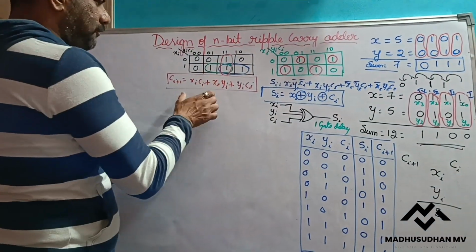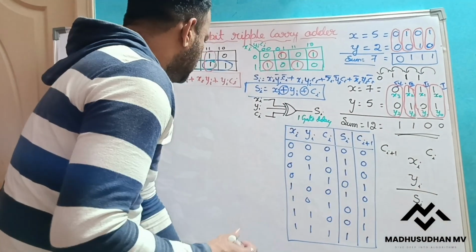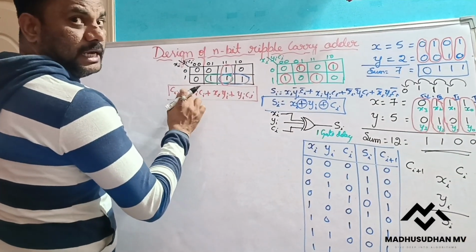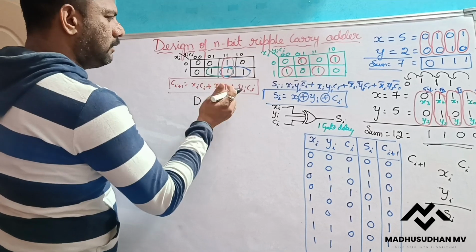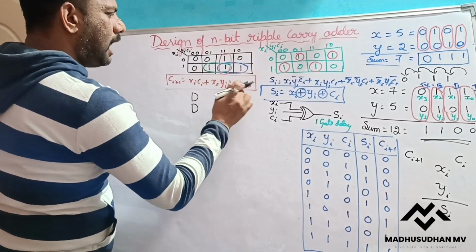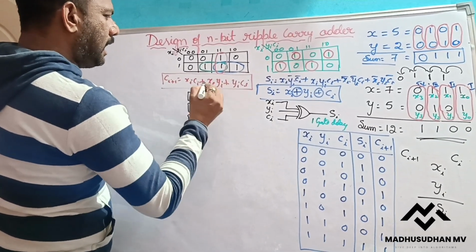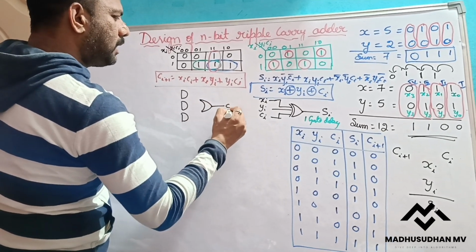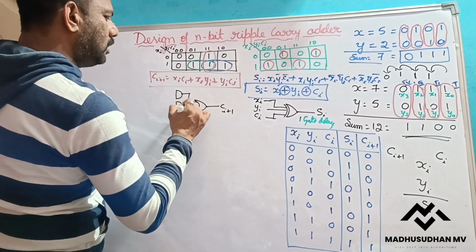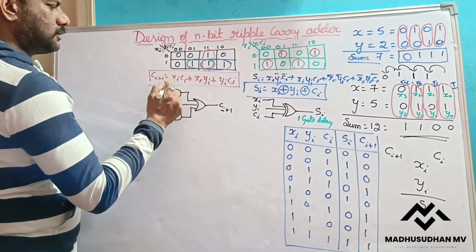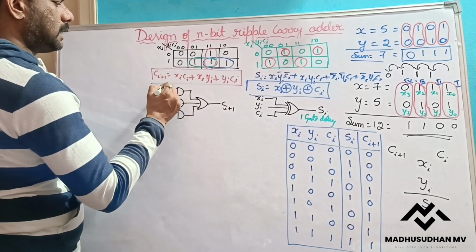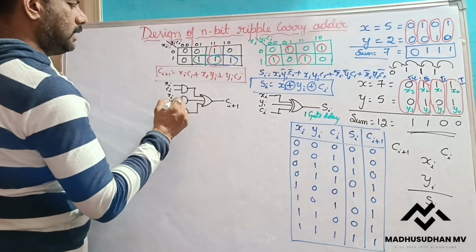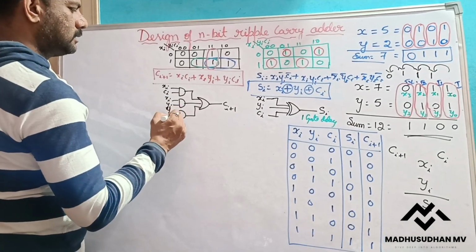Now let us design the carry. Here I need one AND gate for XiCi, another AND gate for XiYi, and another AND gate for YiCi, and all these gates are added to one OR gate. So I am getting Ci plus 1. So this is my XiCi, this is my XiYi, this is my YiCi.